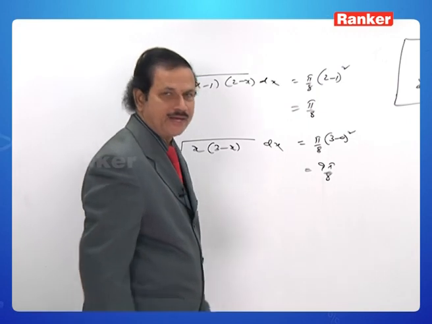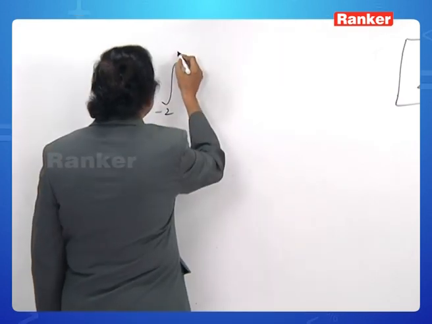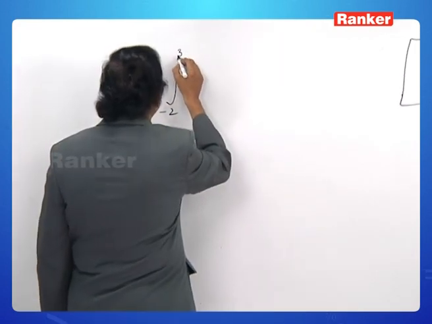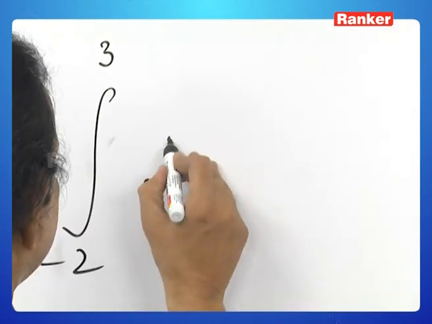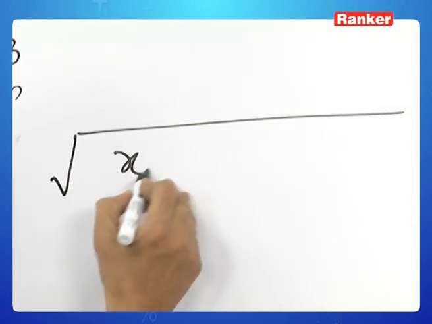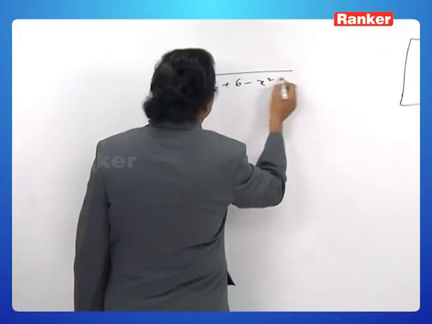9 pi by 8. Integral from minus 2 to 3 of square root of (x plus 6 minus x square).